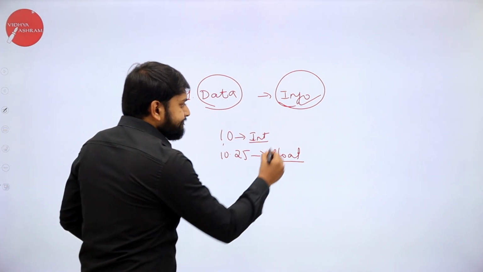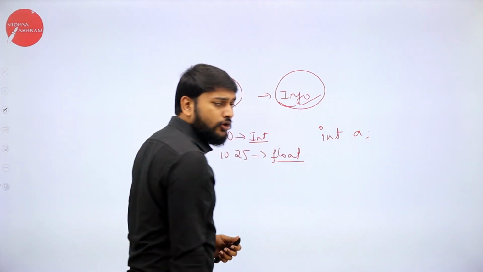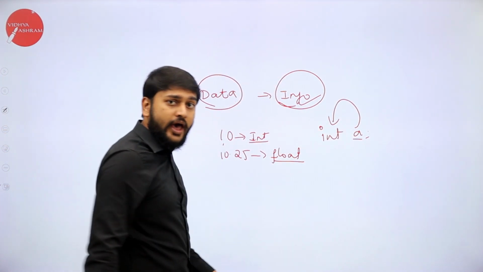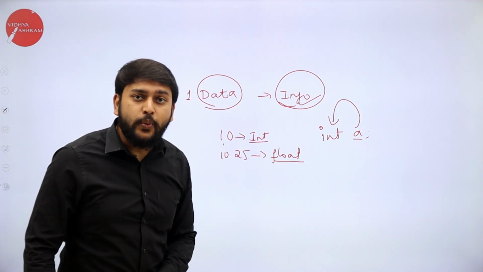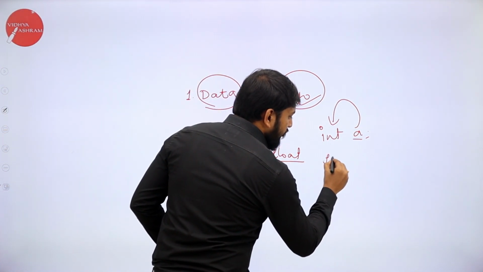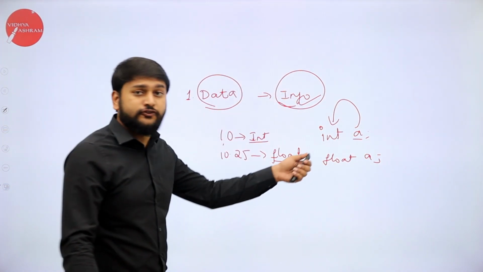Right now, let me take an example. I have int a. What do you call this? a is a variable of type int, in which I can store integer values. Suppose I write float a, what is the meaning of this float a?